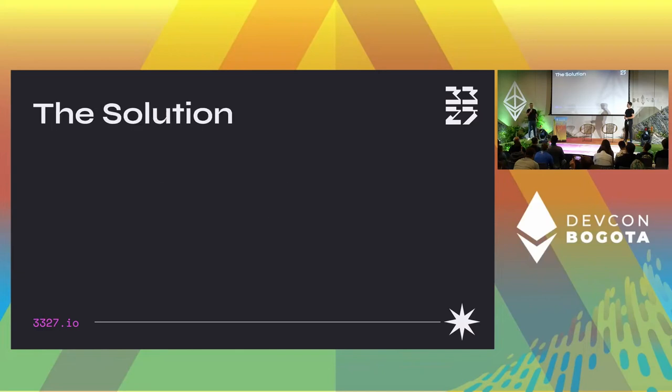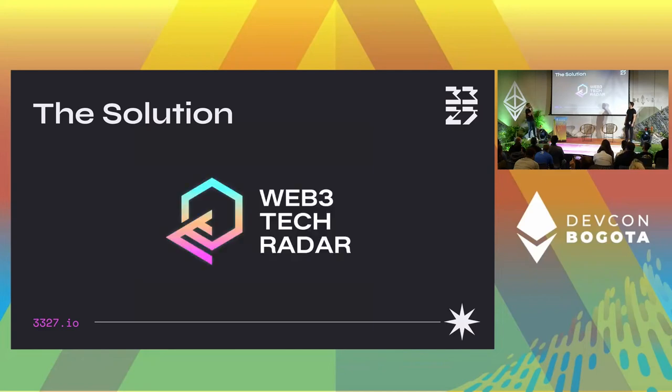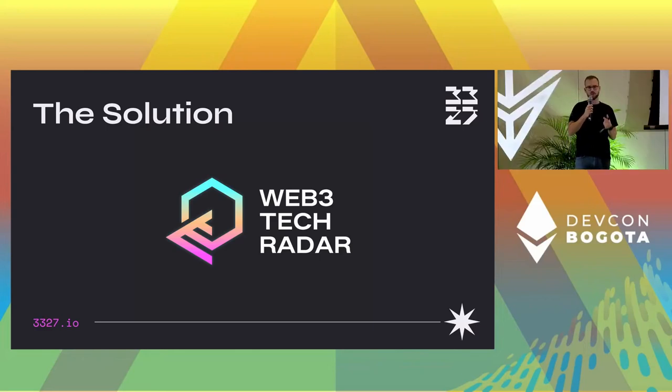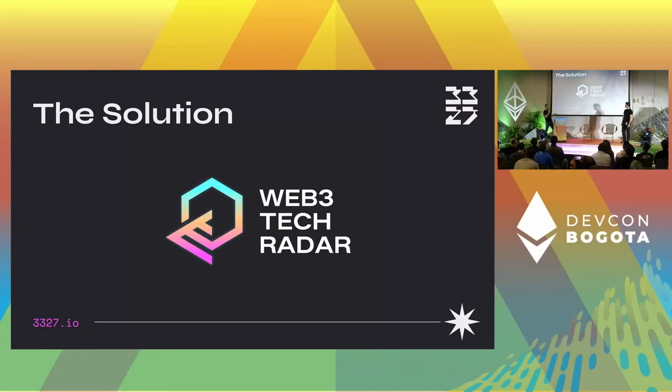So, to prevent these kinds of situations from happening, or at least to decrease their number, we decided to create a Web3 Tech Radar. That's a tool. And what we actually did is that we mapped as much as possible of Web3 technologies for this first version. We mapped technologies, tools, languages, frameworks, etc. We divided them into ecosystems, and we visualized and arranged them using the radar metaphor. But let's see how it really looks in practice.